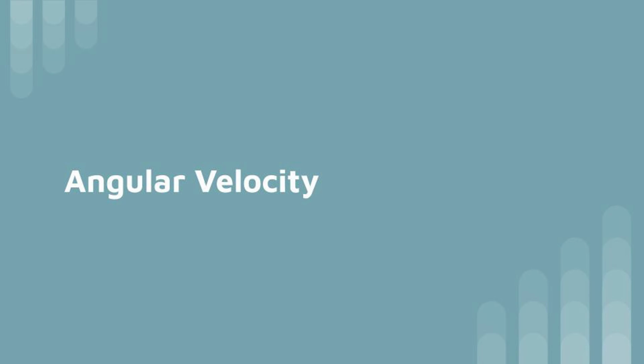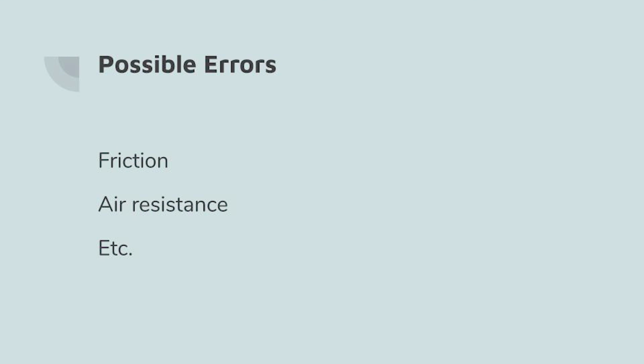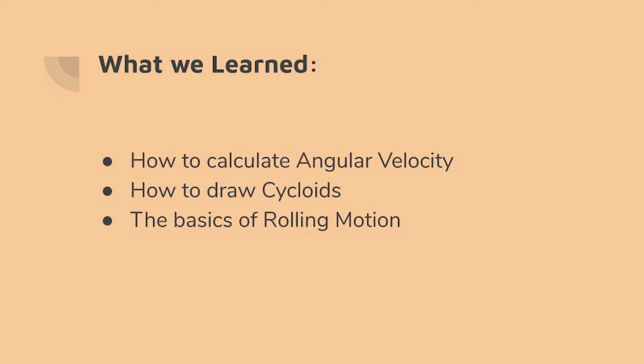We can finally compare our two angular velocity equations. We get a value of 19.3 radians per second using the first equation and 20.3 radians per second from the second. That works out to a percent error value of 4.9. Possible errors could have been friction, air resistance, etc.